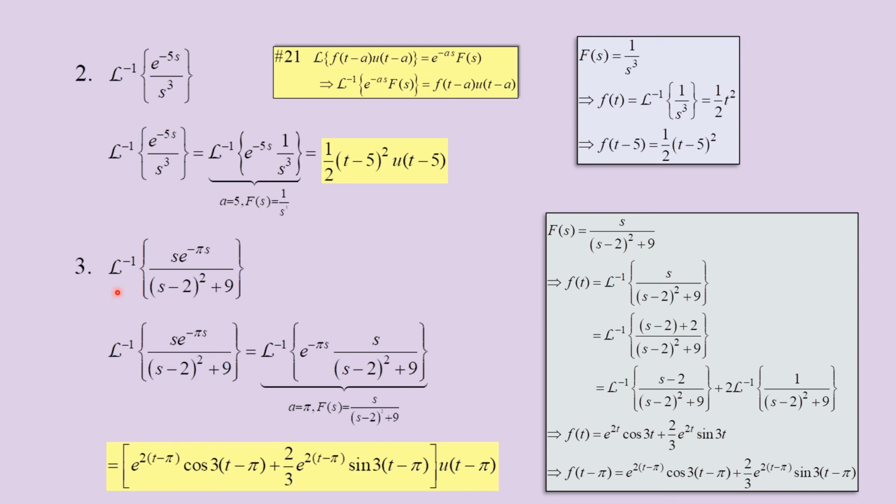So the inverse Laplace transform of s e to the negative pi s divided by (s minus 2) squared plus 9 is equal to e to the power of 2 times (t minus pi) cos 3 times (t minus pi) plus 2 over 3 e to the power of 2 times (t minus pi) sine 3 times (t minus pi), and all of this multiplied by u(t minus pi).